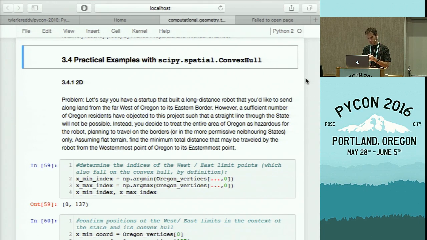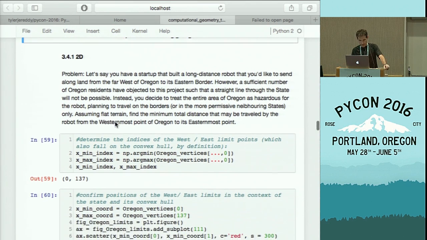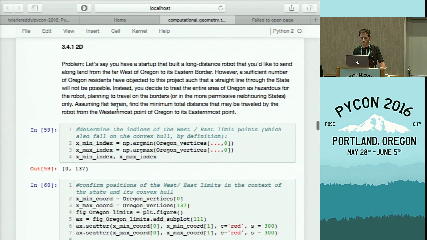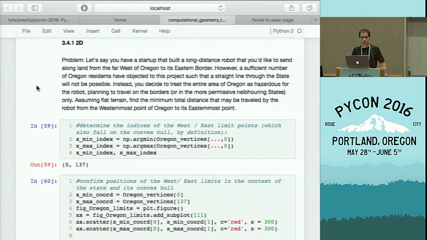It's a somewhat artificial example, but the problem is effectively this: you have a startup that built a long-distance robot, and you want to send it over land from the far west of Oregon to its eastern border. But a sufficient number of Oregon residents have objected to this project, and they don't want you to send a robot through their state. So you basically have to treat the entire area of Oregon as not acceptable for the movement of your robot. But the bordering states don't mind. For whatever reason, they've decided to be more liberal.